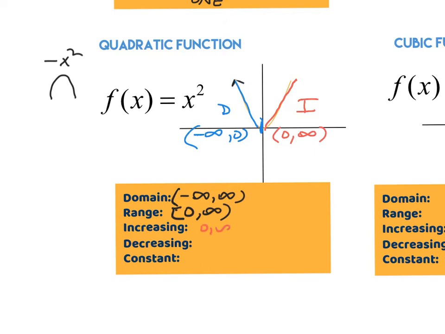So from 0 to... Do we have to make a chart for this one? Oh yeah, we can. We'll go back and do that. Absolutely. Again, this one's going to be the same as the absolute value when we make the chart.